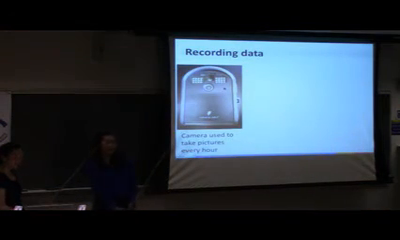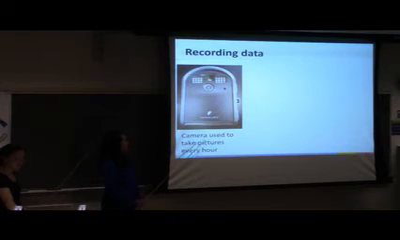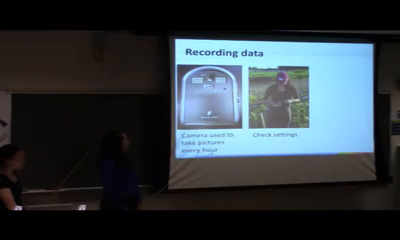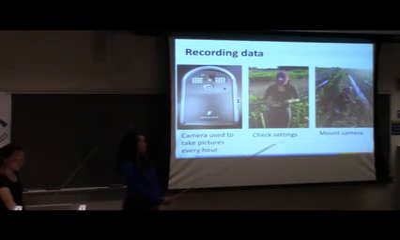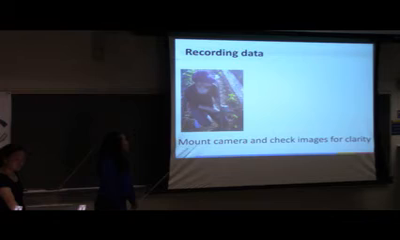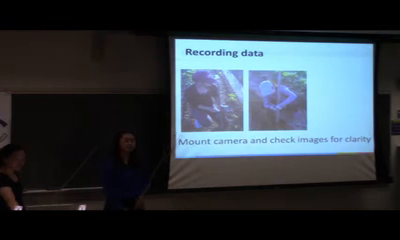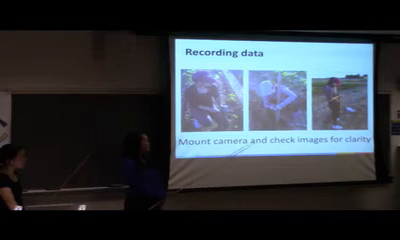We recorded our data by taking pictures using this camera every hour. We checked for the appropriate settings, and we mounted the camera on a stake. We ensured that all of our plants that we were experimenting on were in the frame, usually around 2 to 4, and then we tied the camera to the stake and checked the images for clarity.